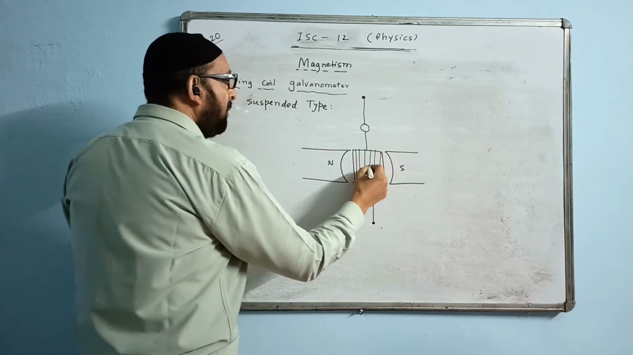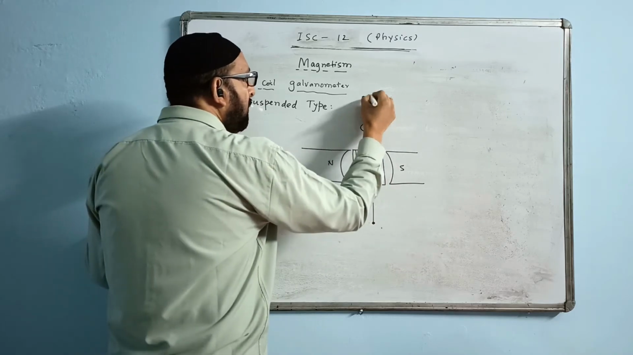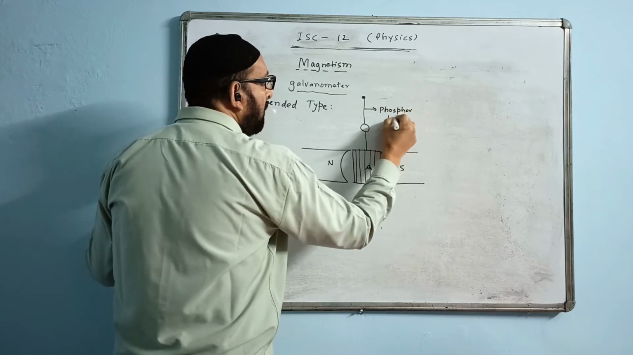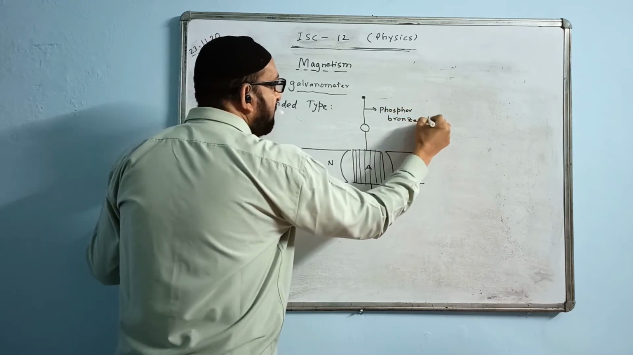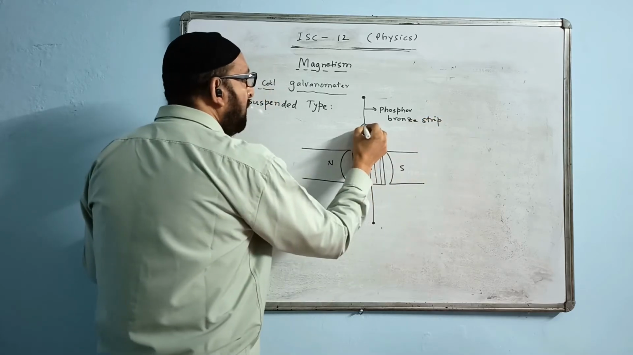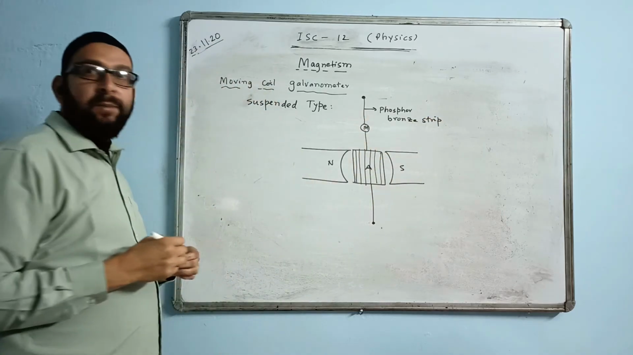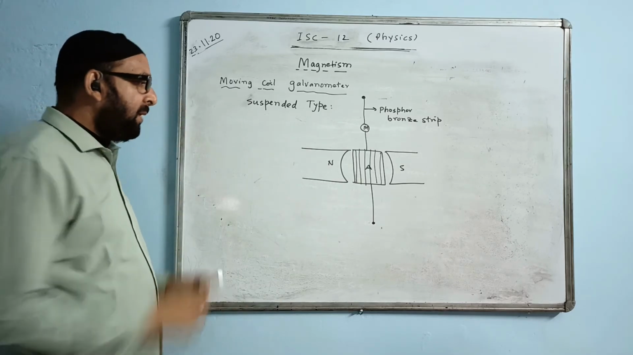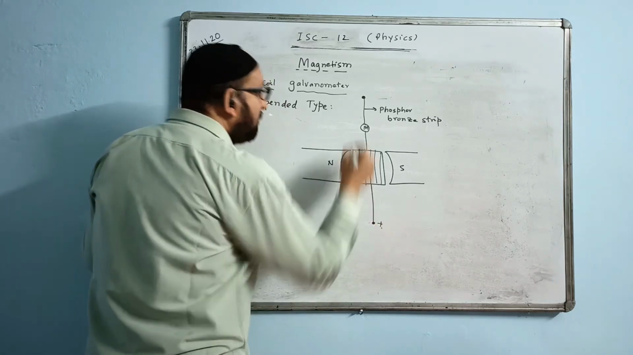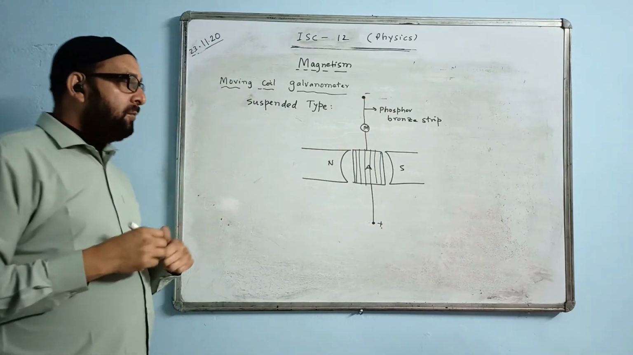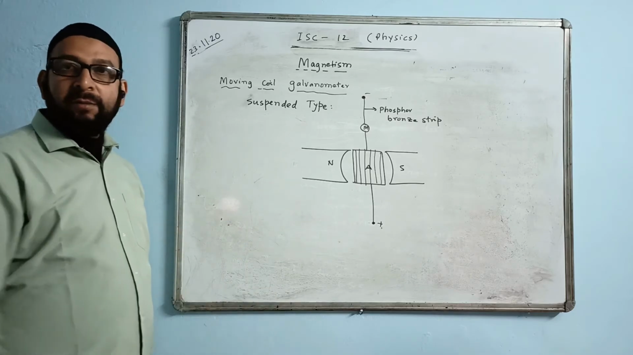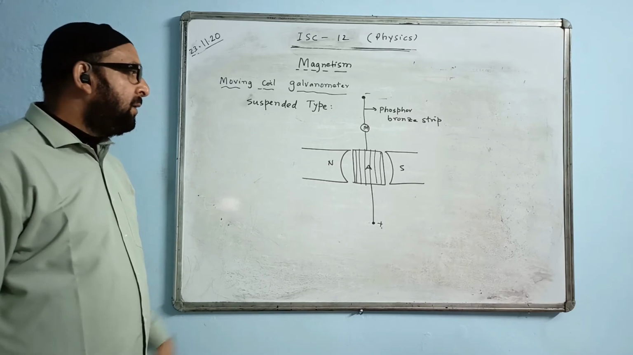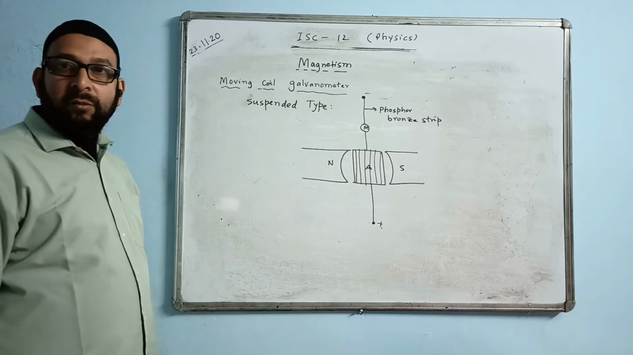This is called armature coil. This is phosphor bronze strip. This M is the mirror, and this is the armature coil. And we'll be having positive here and negative here. That is, this end we have to join with the positive terminal of the battery, and this end with the negative terminal of the battery, so that the current will flow through the armature coil.